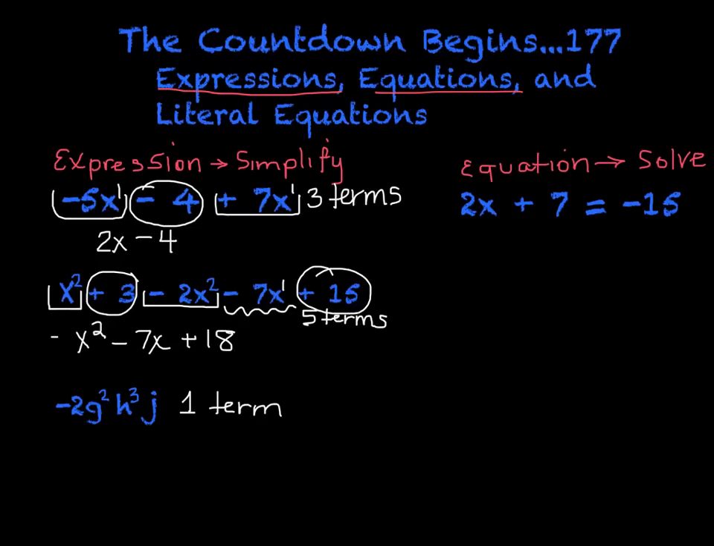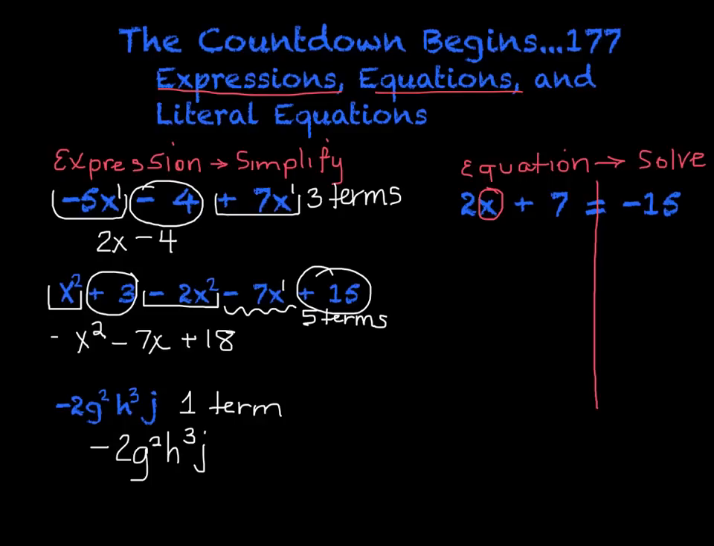And last but not least, we have this term here, but since it's only one term, there's no other term to combine it to, so it will stay negative 2g squared h cubed j. So on the right, like I said, because we have an equal sign, we have an equation, and we're going to be solving equations in the next couple days. So the first thing I want you to do is draw a line down the equal sign, and circle the variable that you're solving for. Since there's only one x, I'm obviously solving for the x.